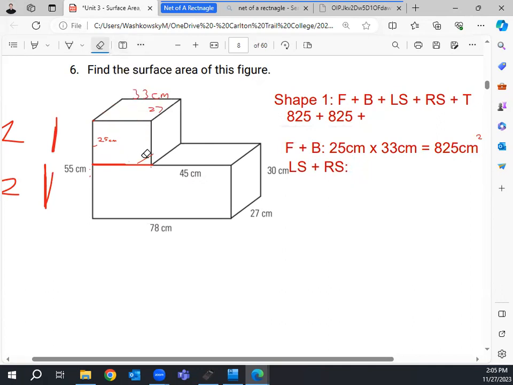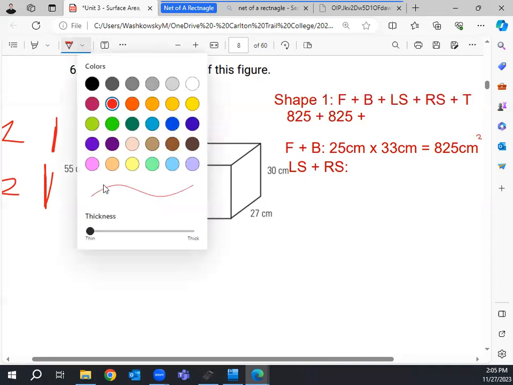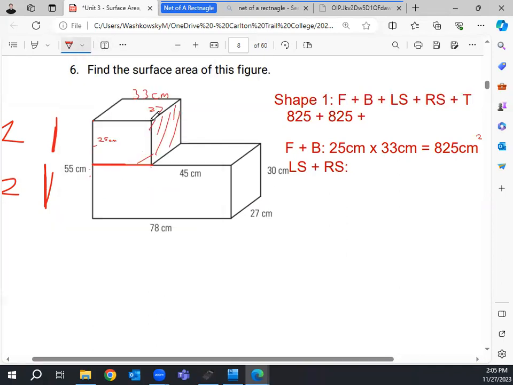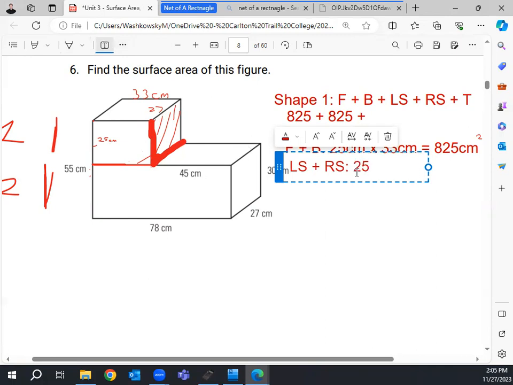So these red lines, I'm just doing this to show what we're working on right now. So I need, make this a thicker line. I need these 2 lines here, right? What 2 numbers am I timesing together? It's going to be 25 and 27. Yeah. 25 centimeters times 27. What's that going to give me? 675.